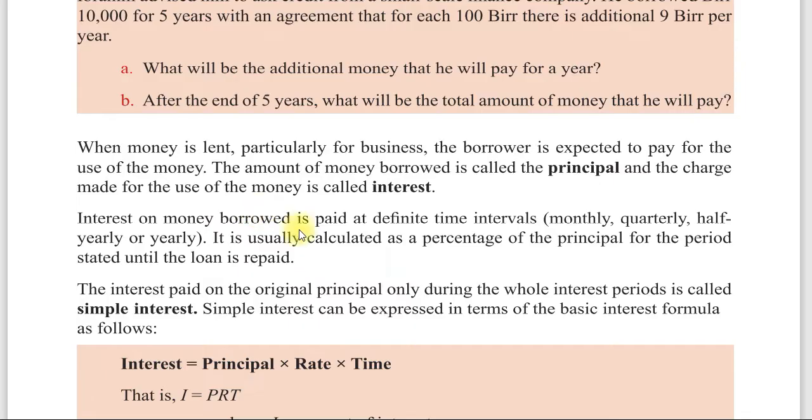Interest on money borrowed is paid at a definite time interval: in a month, quarterly, half year or yearly.